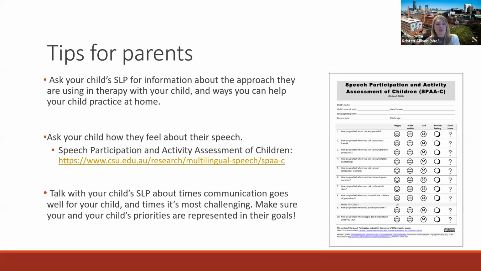It's also important as parents to talk with your child's SLP about what's going well for your child in terms of communication and times it's most challenging, and to make sure that your and your child's priorities are represented in their goals. And I think the more collaboration there is between the speech language pathologist and the parents, it can only be helpful for making sure that the therapy is as effective as it can be for your child.